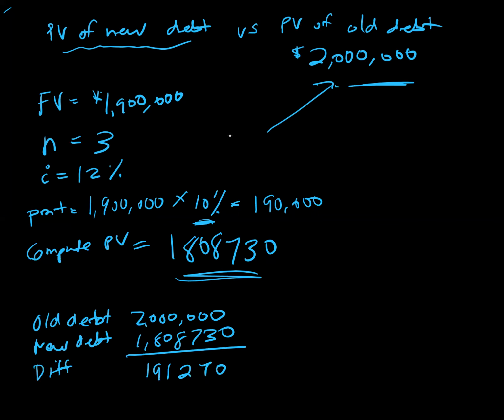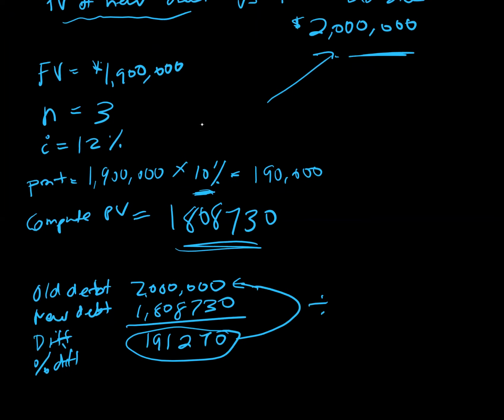191,270. And if we calculate the percentage difference, what I'm doing here is taking 191,270 divided by the top number, the 2 million. And this is going to give me 0.95635. What does that mean? It is not 10% or more. It's less than 10%. Therefore, this is a modification.